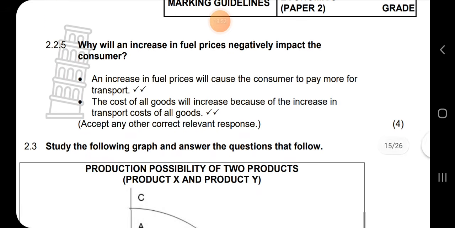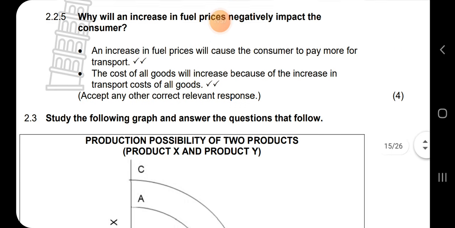So why does an increase in fuel prices negatively impact the consumer? That is 2.2.5. How does an increase in petrol affect the person who's buying petrol? That's how you answer. How does it affect? You think about it. It affects them, right? So you can write anything. How does the price of petrol affect your mother or your father? They now have to limit their wants, right? They now have to limit things that they were still buying because money is no longer doing what it used to do because of an increase in fuel. So an increase in fuel prices will cause the consumer to pay more for transport.